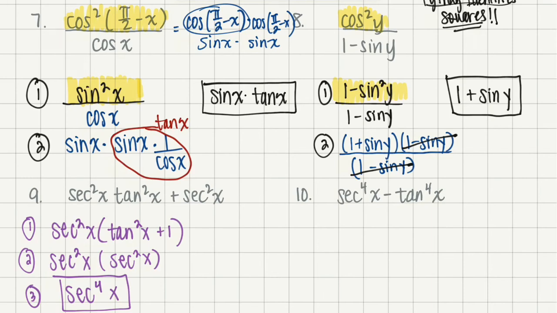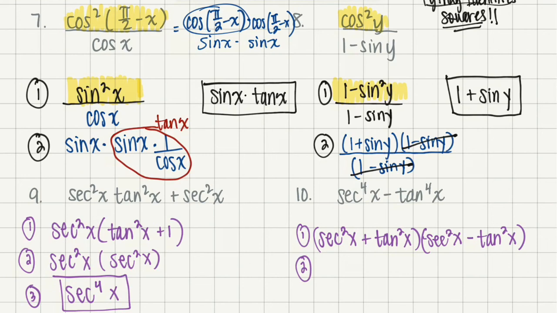Beautiful. Next example, secant to the 4th minus tangent to the 4th. I'm being a little sloppy with how I'm saying this. I should say secant to the 4th power of x minus tangent to the 4th power of x. That's a difference of squares. So secant to the 4th power of x is a square of secant squared. So I can rewrite this as secant squared of x plus tangent squared of x times secant squared of x minus tangent squared of x.